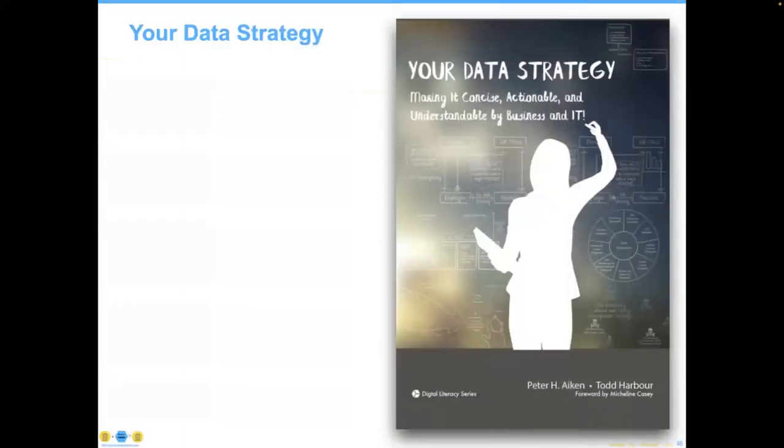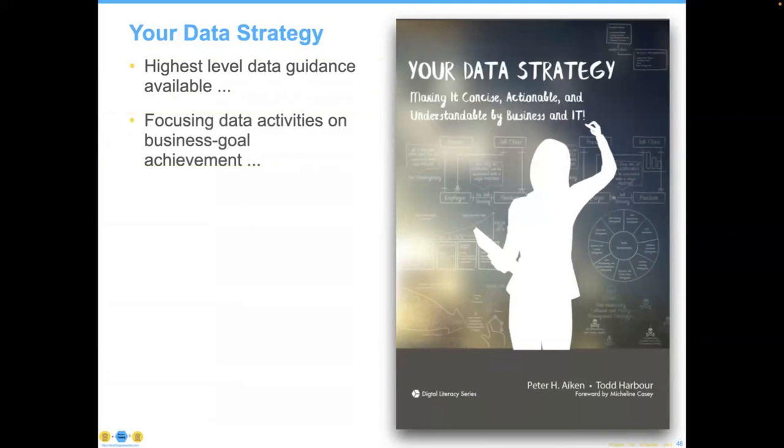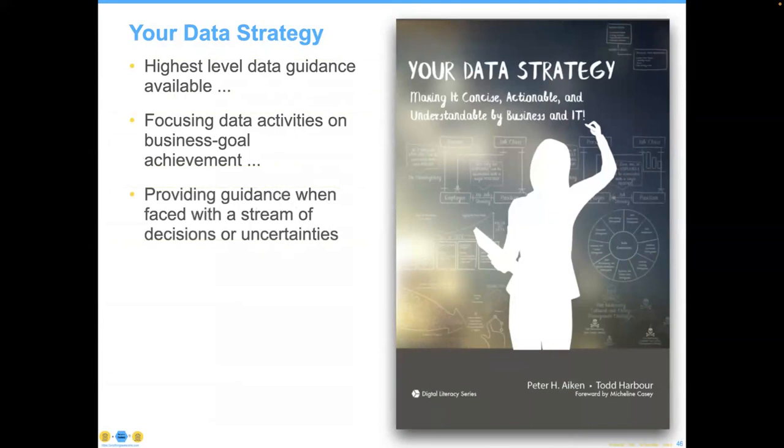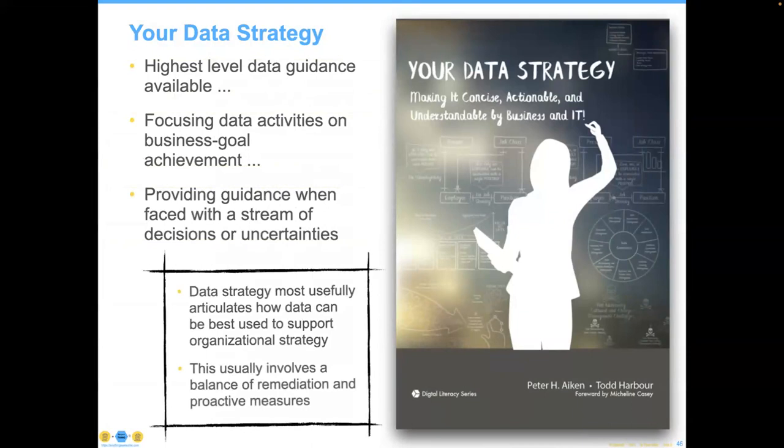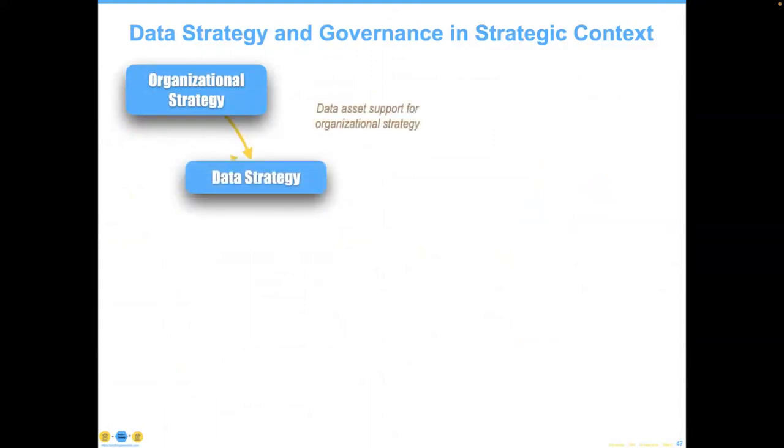Let's take a look at what a data strategy is then. A data strategy is the highest level of guidance that's available. It focuses on specific articulated business goals and provides guidance when faced with a stream of decisions or uncertainties. It most usefully articulates how data can better support the strategy. And there's a balance of remediation and proactive activities, as we've described as well. The organizational strategy is, of course, going to guide the data strategy, and the data strategy exists to support the organizational strategy, both in terms of ideas of data as well as actual data that is provided.